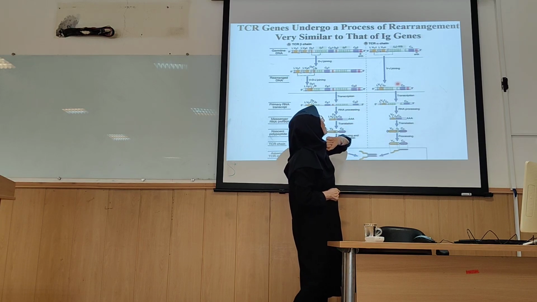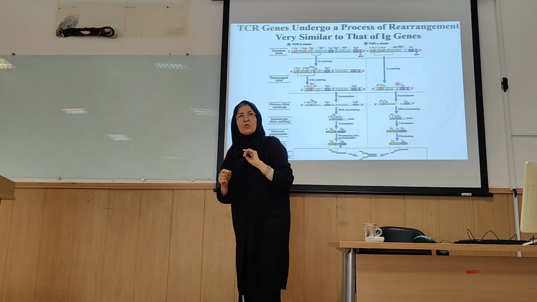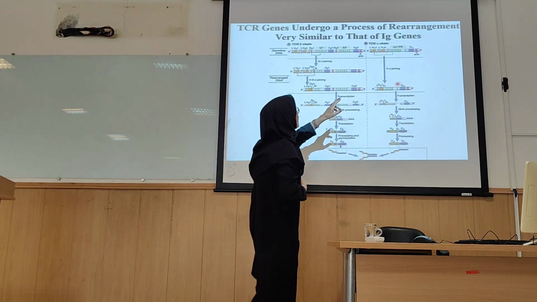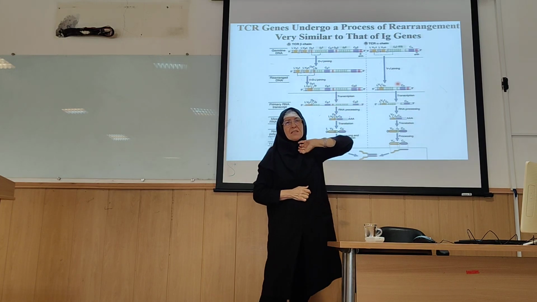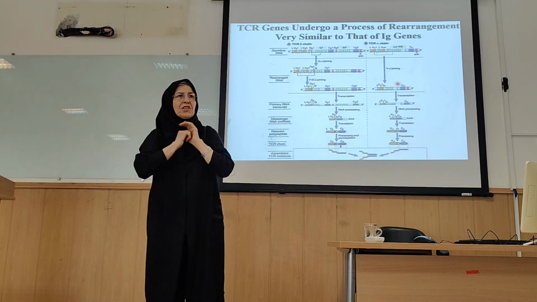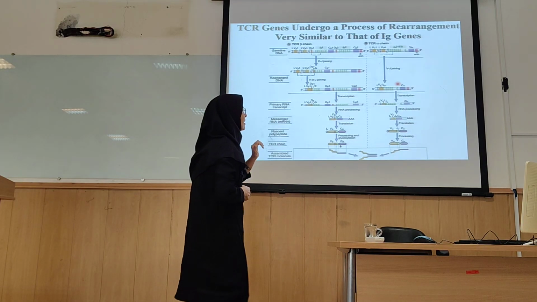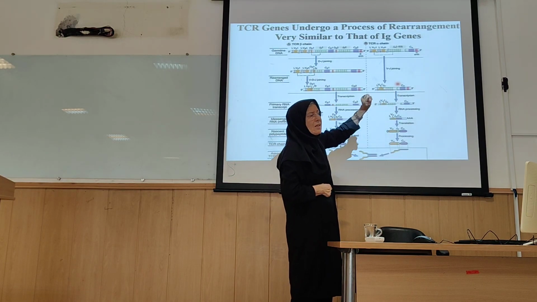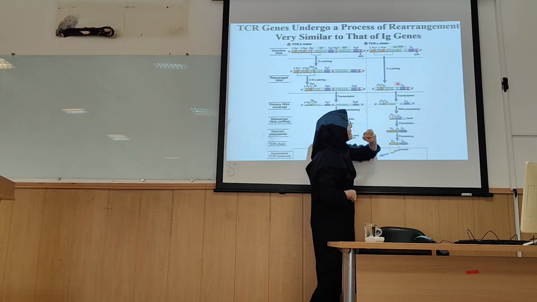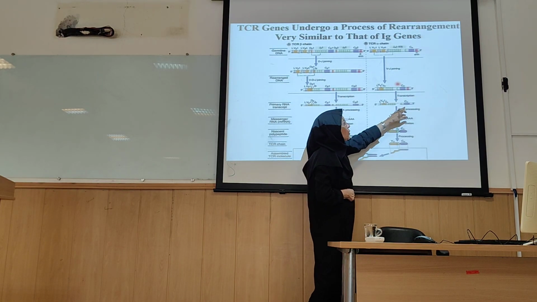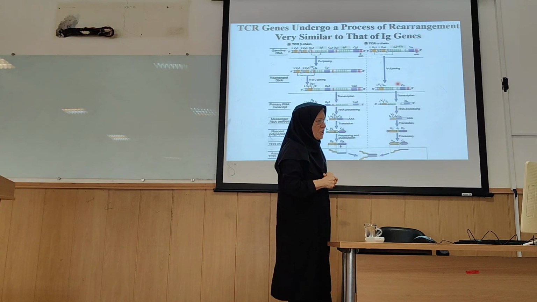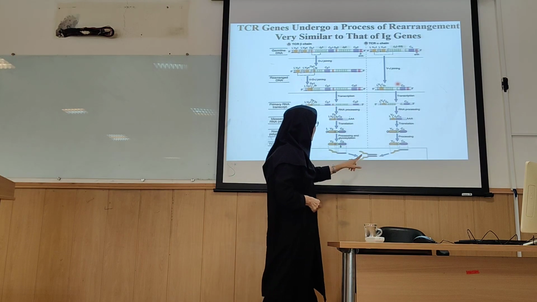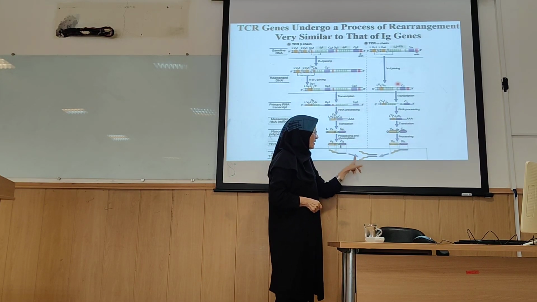Similarly in the alpha chain. The alpha chain is similar to the light chain of the antibodies. And there are two segments for encoding the variable region of the alpha chain, V and J, and one segment of gene for the encoding of the constant region of the alpha chain. And in this way, the alpha chain is produced and the alpha chain joins the beta chain, and this is the TCR.